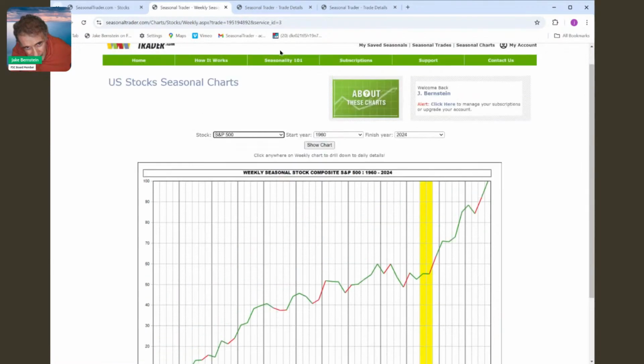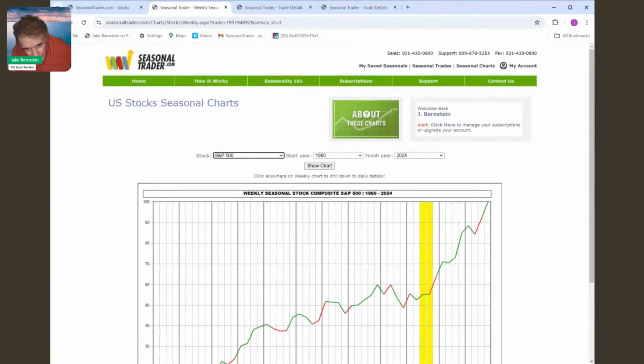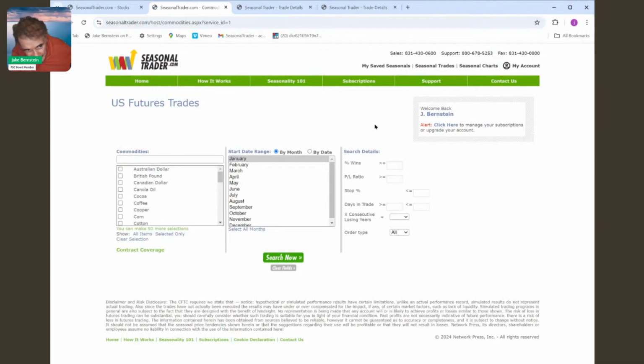And the reason I'm giving you this whirlwind tour right now is I want to get more specific over time. I want to show you how you can even use seasonality for day trades, because I know that everybody loves day trades. Let's go back here. And let's go to seasonal trades, futures. And let's go to the left-hand side. And let me say one more thing.